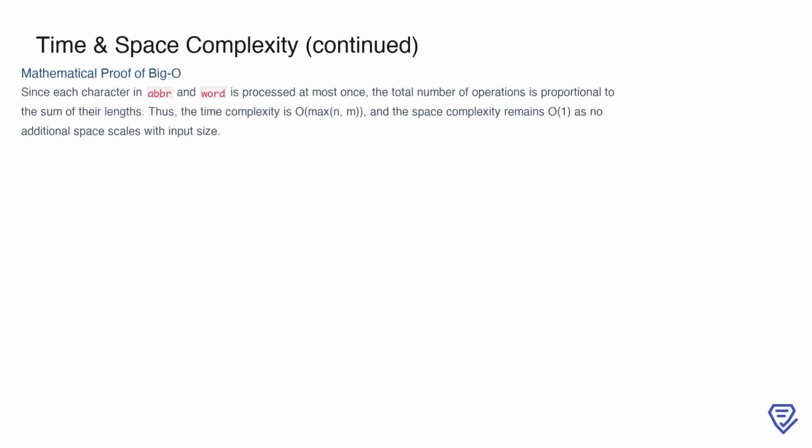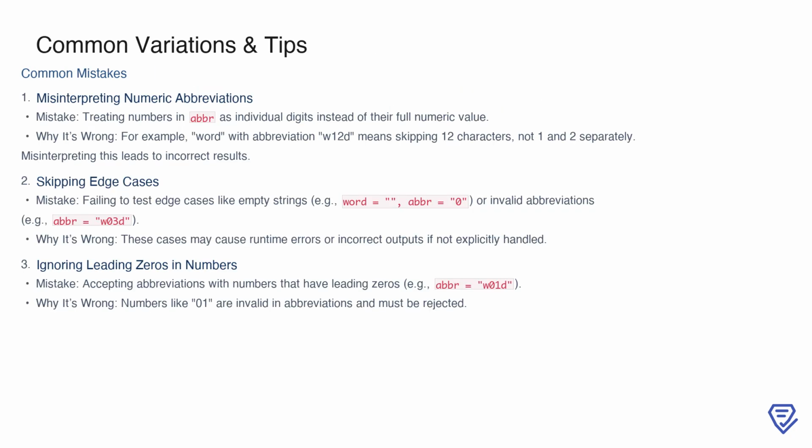two inputs. For space complexity, no additional memory is allocated that grows with the input size. The algorithm uses only a fixed amount of space for pointers and temporary variables, resulting in a constant space complexity of O(1). This combination of linear time complexity and constant space complexity makes the solution both scalable and efficient, even for large inputs. When solving the valid word abbreviation problem, there are several common mistakes to watch out for.